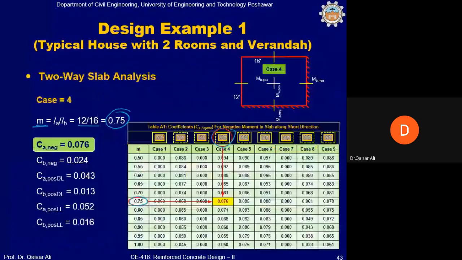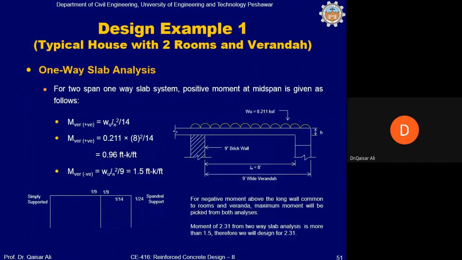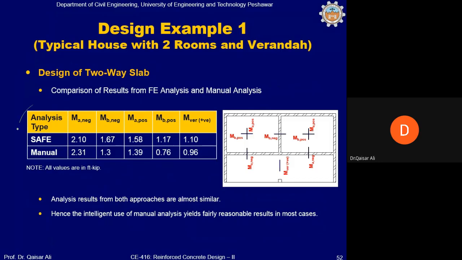तो आगे आप जरा देखें. You can see for veranda it is 1.5 foot kip, 1/24 for exterior, 1/14 for interior, and this is a one-to-one comparison. ये आगे हमने अभी किया. Analysis results from SAFE and from manual. Analysis results from both approaches are almost similar. Hence, the intelligent use of manual analysis yields fairly reasonable results in most cases. Okay.